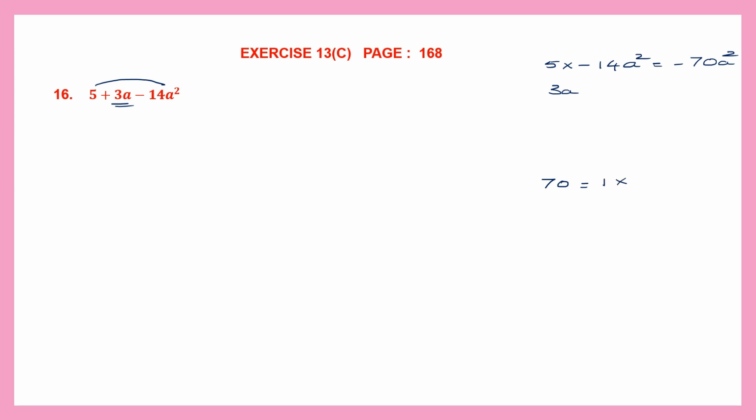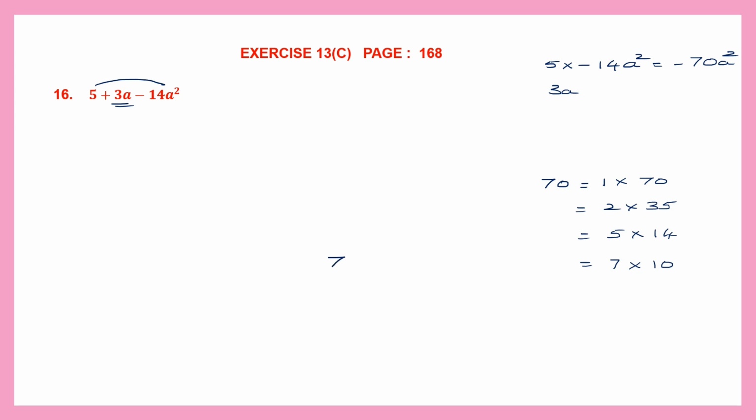So factors of 70: 1 into 70 is 70, then we have 2 into 35 is 70, then 5 into 14 is 70, then 7 into 10 is 70. All these pairs of numbers are factors of 70. They multiply to give us 70. Now, which of these, when you add, will give you 3, either by changing the sign or not changing the sign? 1 and 70 will not give us 3. 2 and 35, no. 5 and 14, no. Now, 7 and 10, let's take those two numbers.